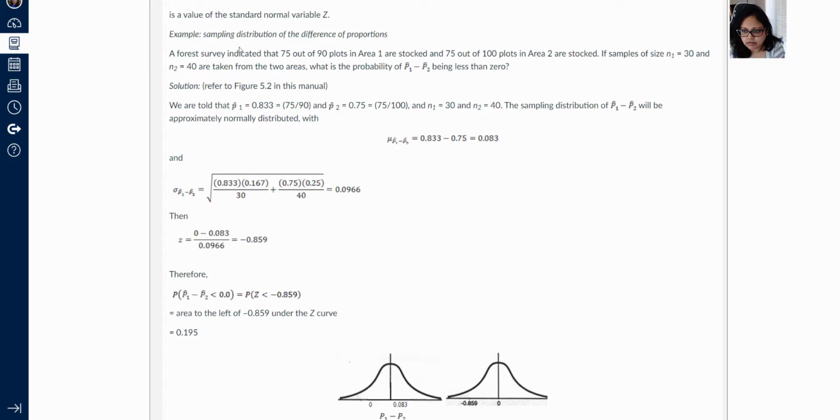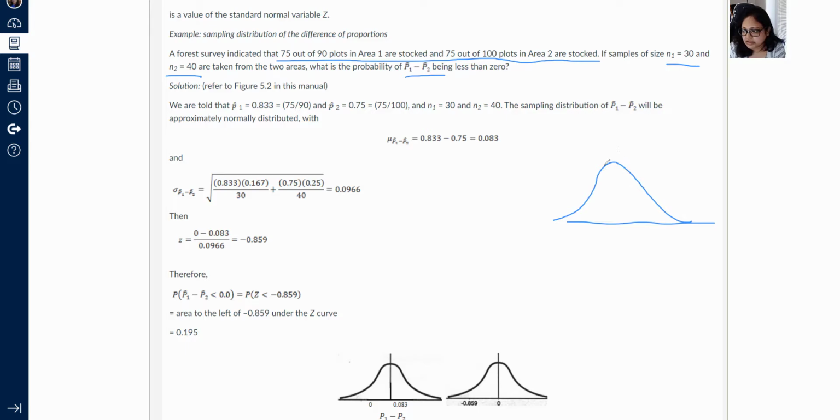Here is an example. In this example, you can see that we have the proportion mentioned, so that means you have to calculate the proportion. So you can see 75 out of 90, and then 75 out of 100, and then the population and sample sizes are given. Then what is the probability? So always draw that. So what is the probability of the difference being less than 0?